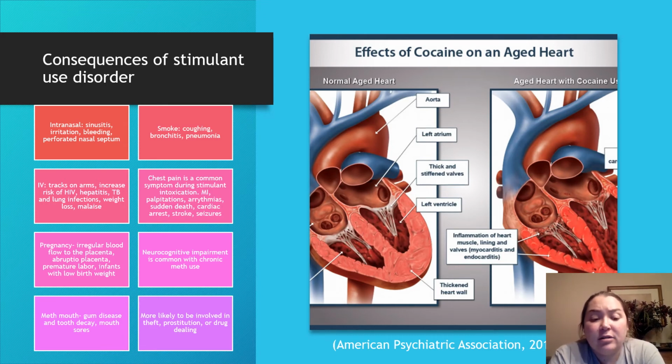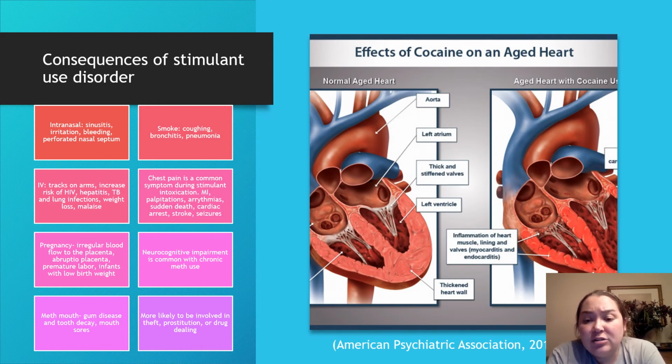In pregnancy, it can cause irregular blood flow to the placenta, and also low birth weights. It can cause neurocognitive impairment, which is common with chronic meth use. It can also cause tooth decay and mouth sores. And people who use these substances are more likely to be involved in theft, prostitution, and drug dealing.